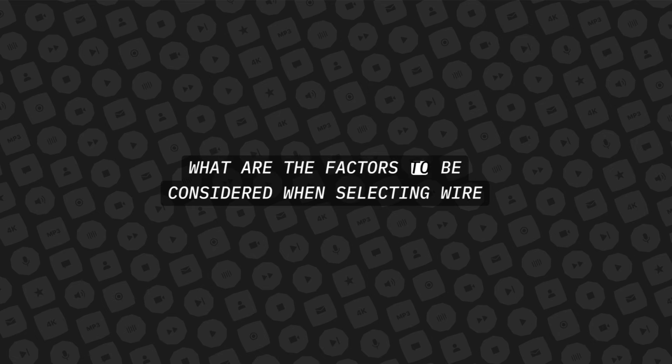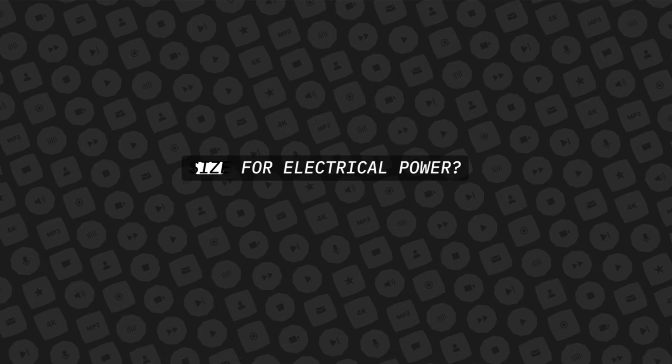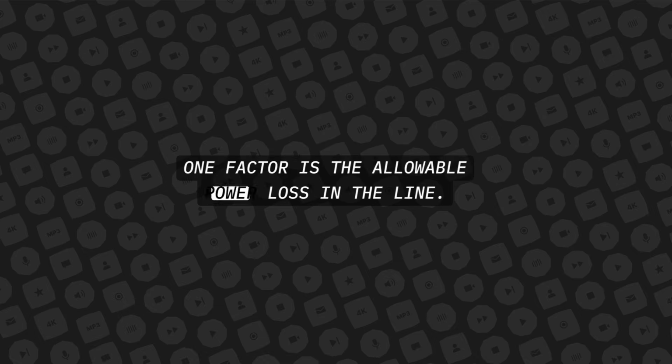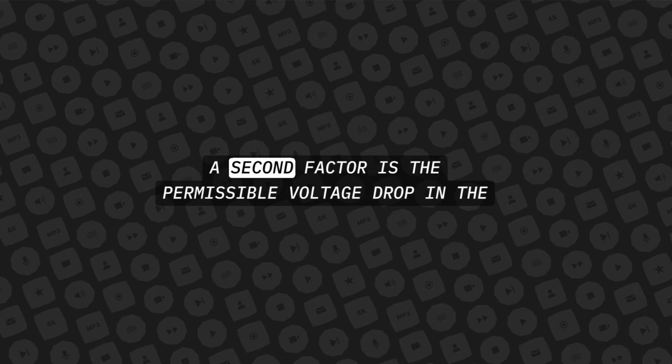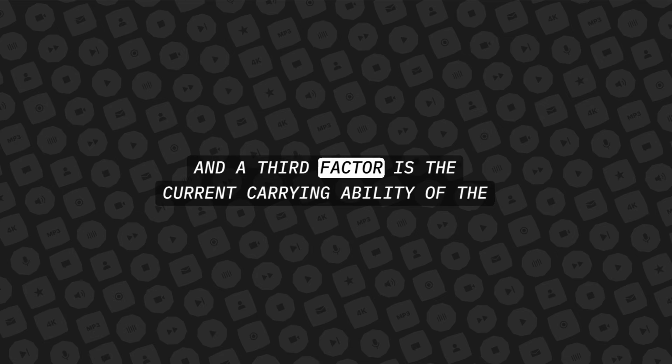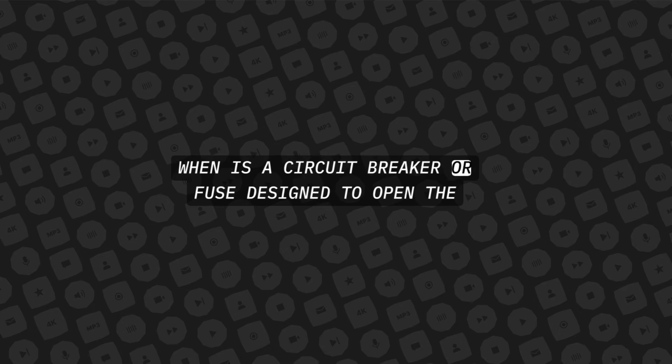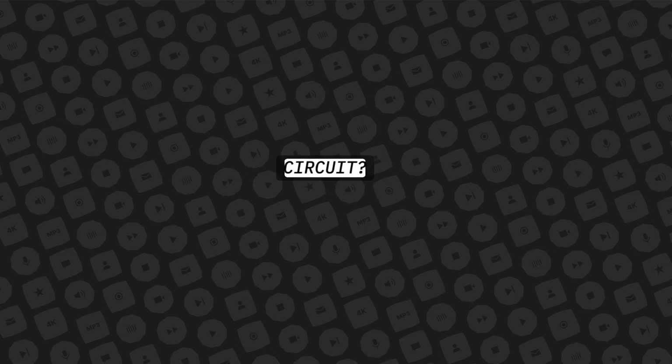What are the factors to be considered when selecting wire size for electrical power? One factor is the allowable power loss in the line. A second factor is the permissible voltage drop in the line, and a third factor is the current carrying ability of the conductor. When is a circuit breaker or fuse designed to open the circuit?